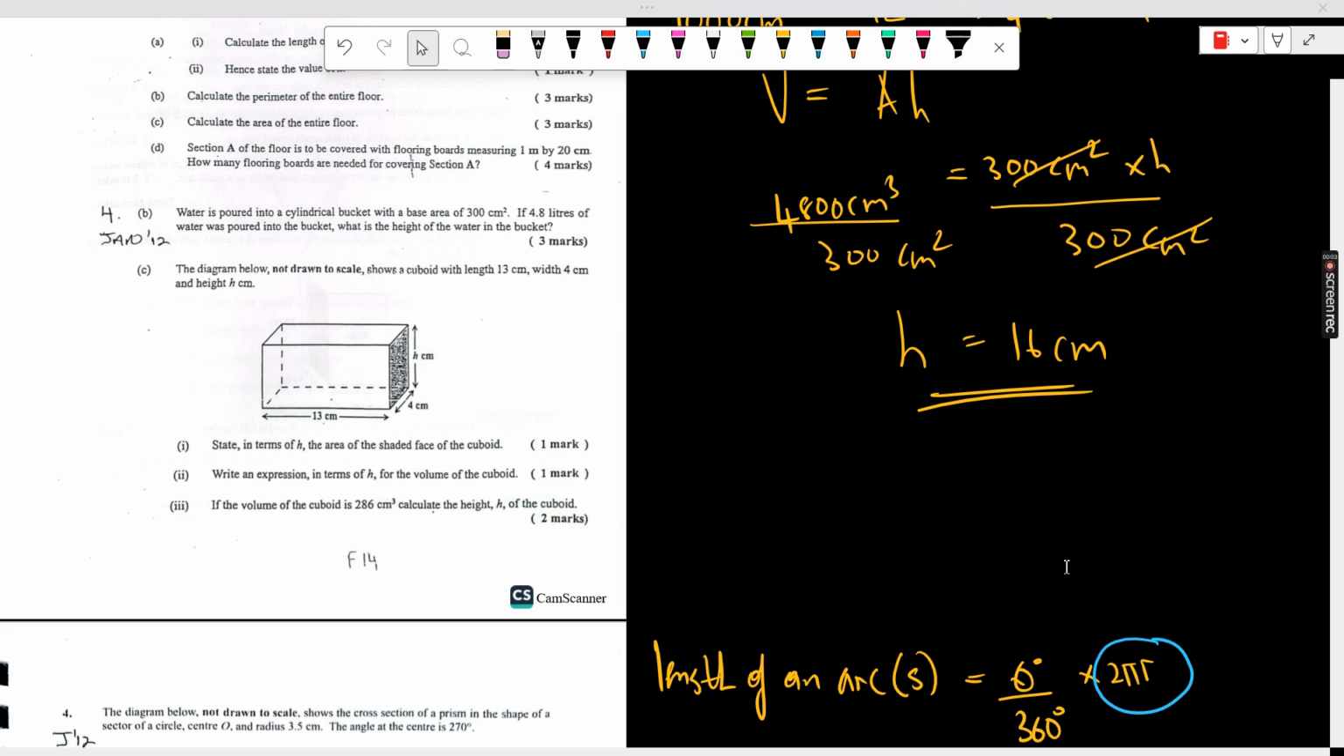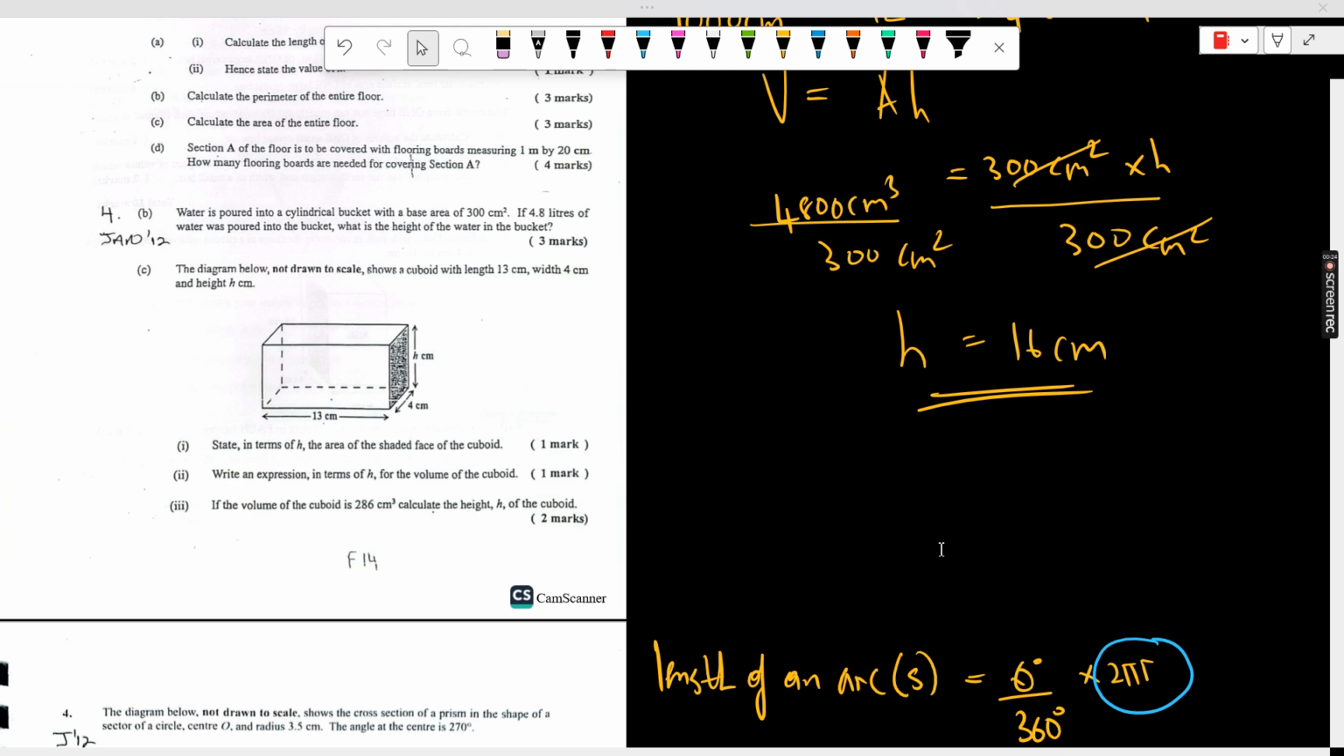All right. So the diagram below, not drawn to scale, which obviously means that we cannot take a ruler and measure anything and use that to find the area or the height, right? So that's what that usually implies. It shows a cuboid with length 13 centimeters, width 4 centimeters, and height 8 centimeters. State in terms of h the area of the shaded face of the cuboid.